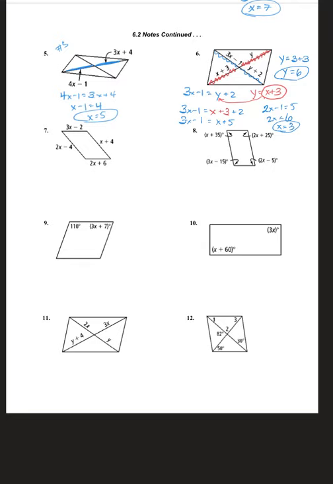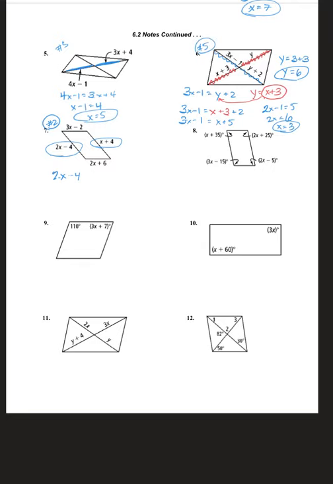Now 7 looks like it would be hard, but this one's dealing with sides, and if I look at the opposite sides, they both use an x. So I know opposite sides are going to be congruent. So this is property number 2. I guess I didn't tell you that this one was property number 5.